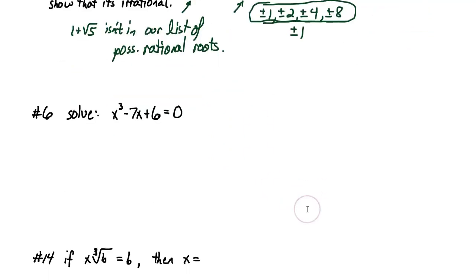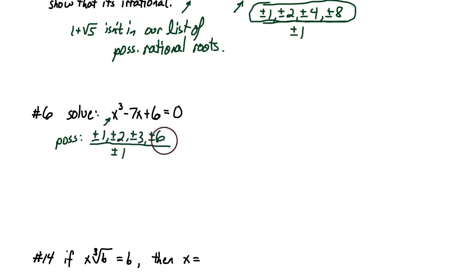Number 6, we're asked to solve this equation, which is in standard form. Well, in solving the equation, maybe some of the solutions are rational. Let's generate that list of possibilities. Plus or minus 1, plus or minus 2, plus or minus 3, plus or minus 6, all divided by the factors of the leading coefficient, which is plus or minus 1.